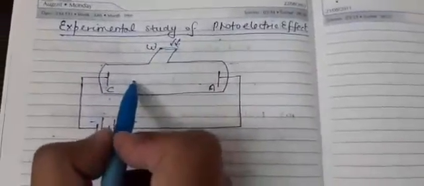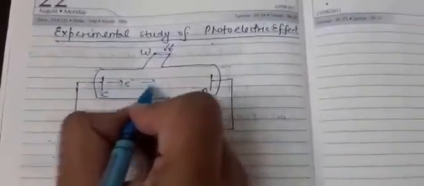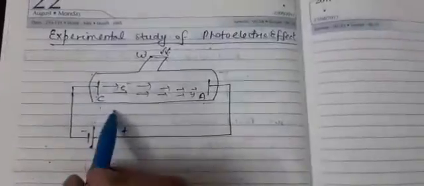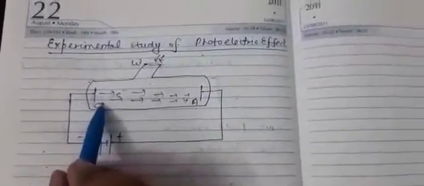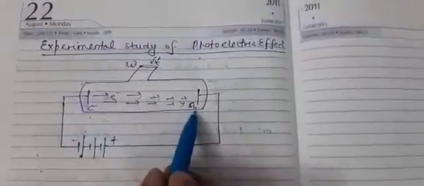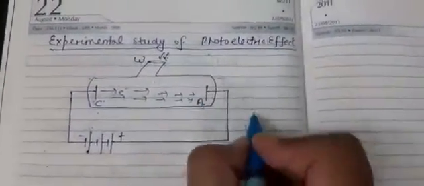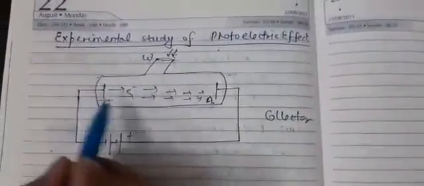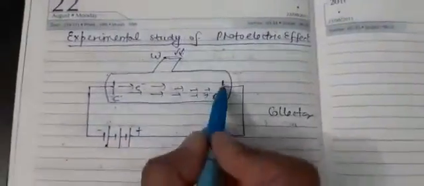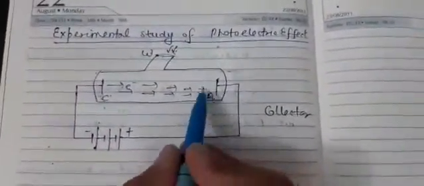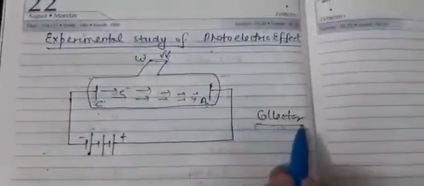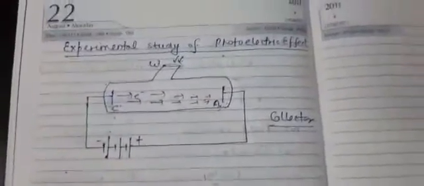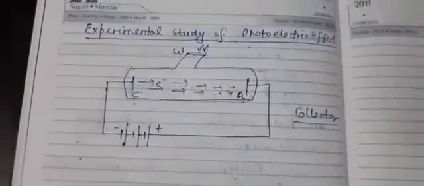So when light is incident, what will happen? This will lead to emission of electrons. Electrons are emitted from the cathode plate and these are collected by plate A, which is the anode plate, or you can say the collector plate. Electrons are emitted from the cathode, so it is taken as the emitter, and electrons move and reach this anode. That means electrons are collected at this plate, so it is taken as the collector plate. When the electrons move from cathode to anode, photoelectric current will flow in the circuit.